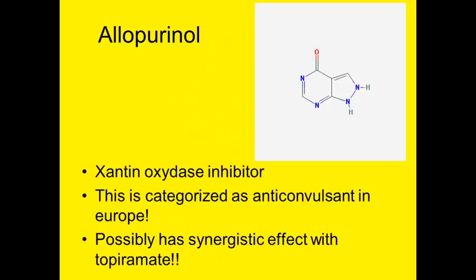Allopurinol is the last medication I explain here. Allopurinol is a gout drug and xanthine oxidase inhibitor. Well, believe it or not, allopurinol is categorized as an anticonvulsant in European textbooks. It is weak and less potent, but it can be used if a patient is sensitive to the rest of the other anticonvulsants. And moreover, it possibly has a synergistic effect with topiramate.